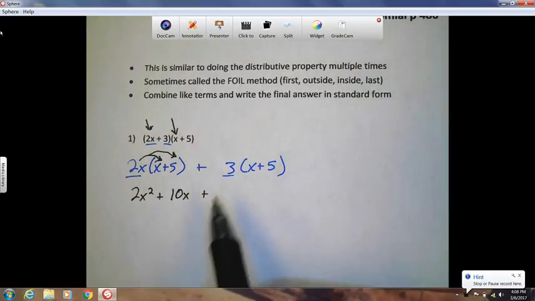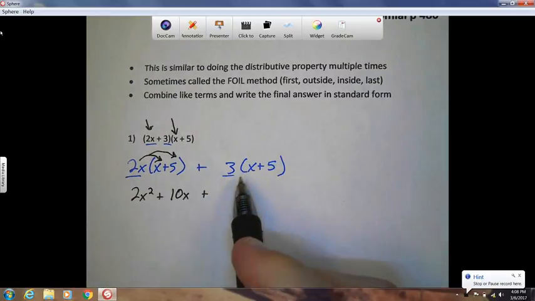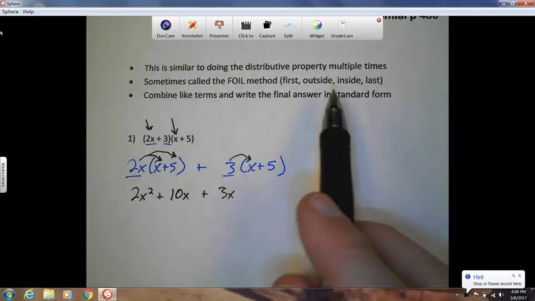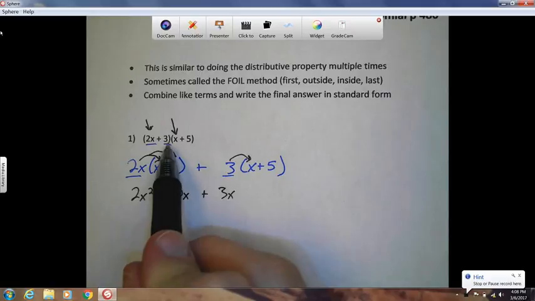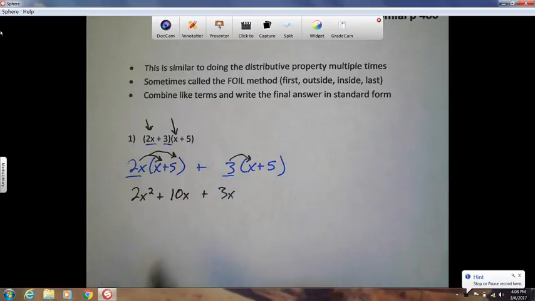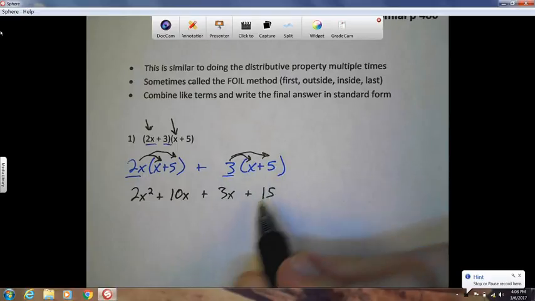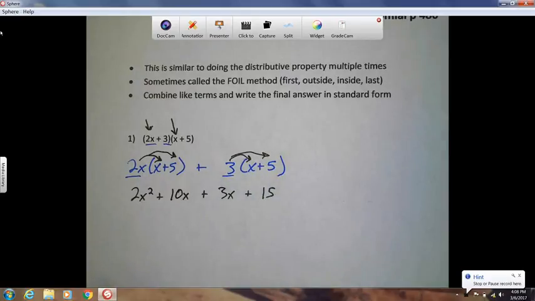Then I have 3 times x. Just 3x. For the FOIL method, that's inside. Here's the inside two, 3 times x. And then 3 times 5 is 15, and that's last, because you're multiplying the last two terms in parentheses.